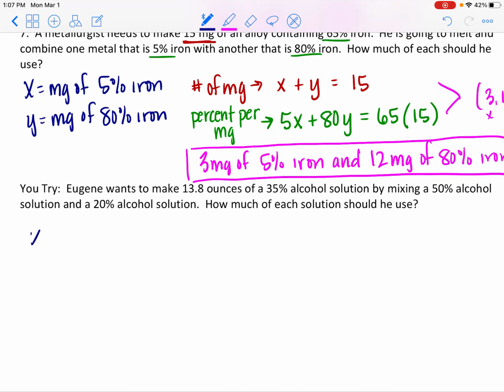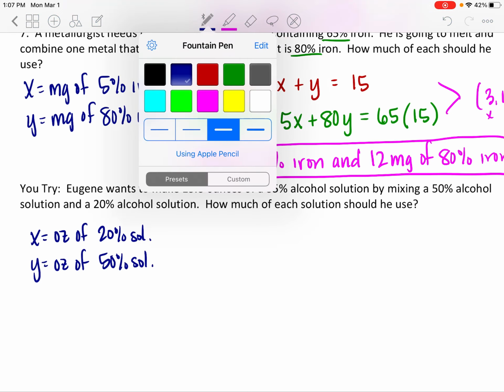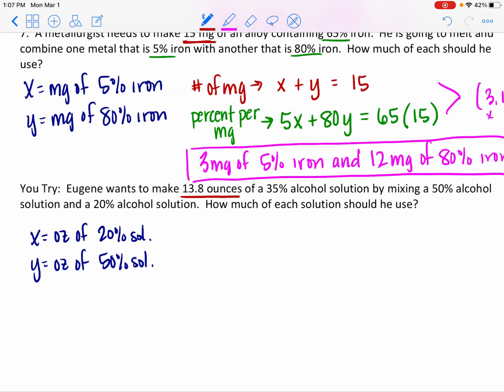So X, let's call that the ounces of... he's trying to mix 20% with 50% to get to his 35% mixture. So we don't know how much of each of those he's going to mix together. So let's say X is the number of ounces of the 20% solution. And let's say Y is ounces of the 50% solution. So we know he's going to make 13.8 ounces altogether. So one equation for the number of ounces: X amount of that, Y amount of that, 13.8 total.